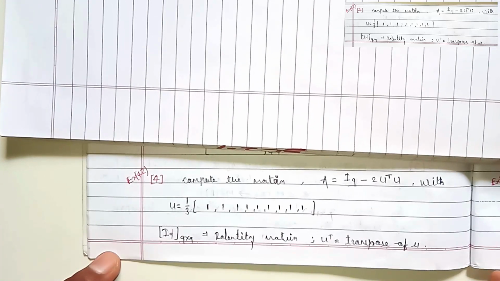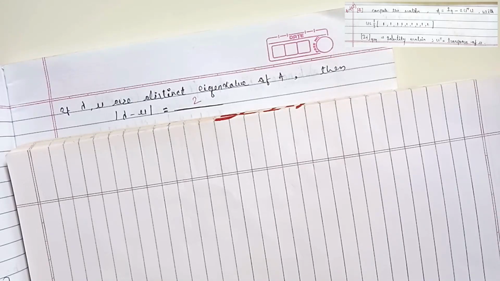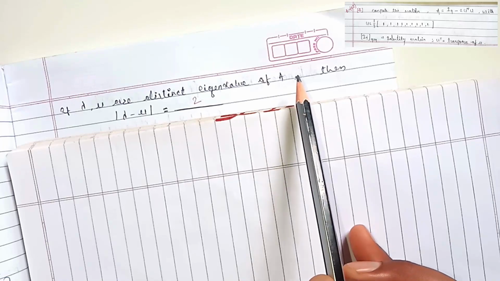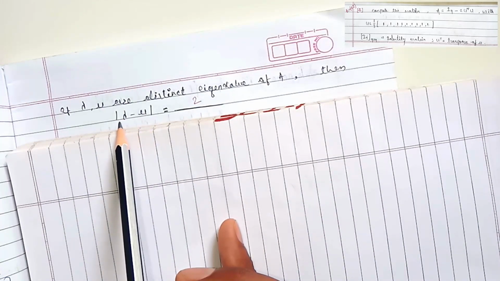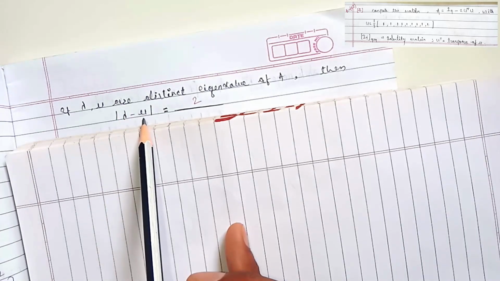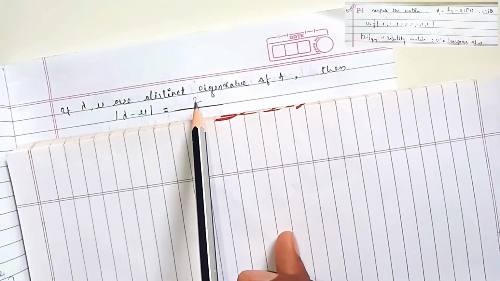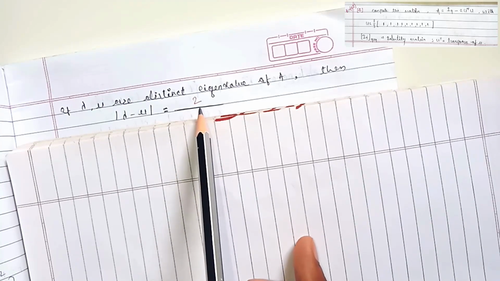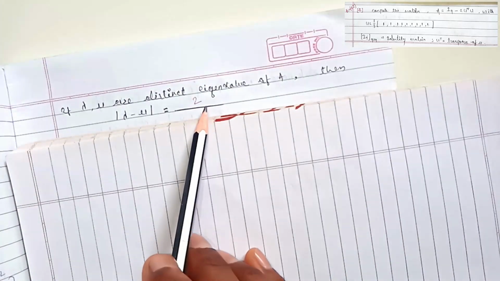The further part of the question is: if lambda and mu are distinct eigenvalues of A, then we have to find the modulus of lambda minus mu, the eigenvalue lambda minus the eigenvalue mu. This is not a multiple choice question, we don't have any options. We just have to fill in the blank.